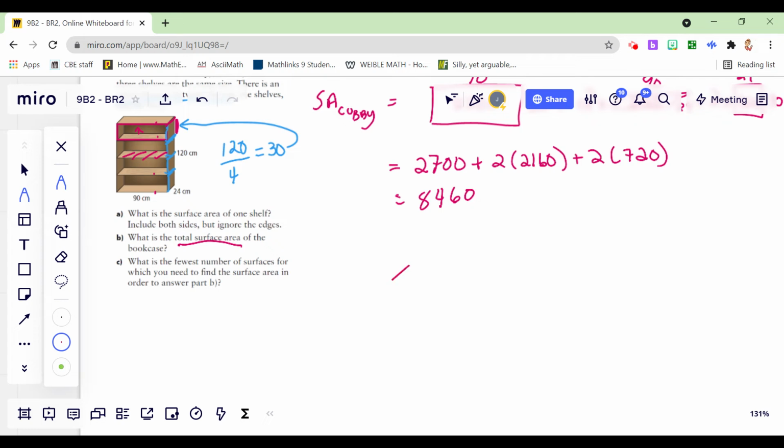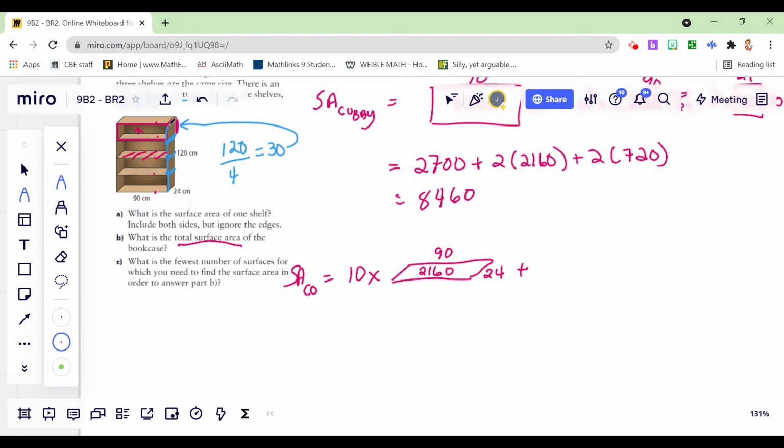So one of the rectangles is this shape here, which is the 90 by 24, which ended up being 2160, right? And there are 10 of those. Plus, so this is the surface area of the whole bookcase, or I could call it a composite object. So there's going to be 10 of those.